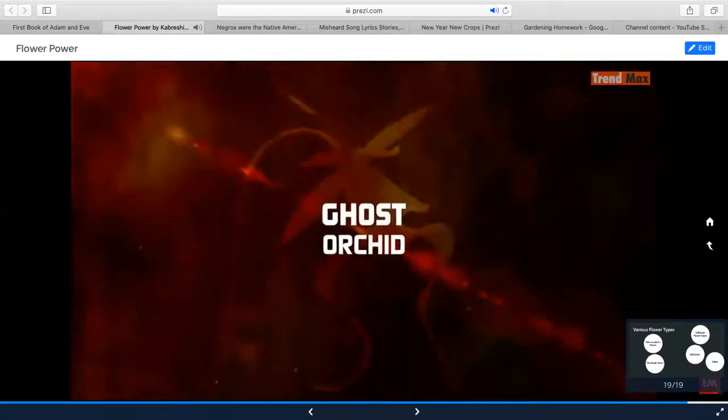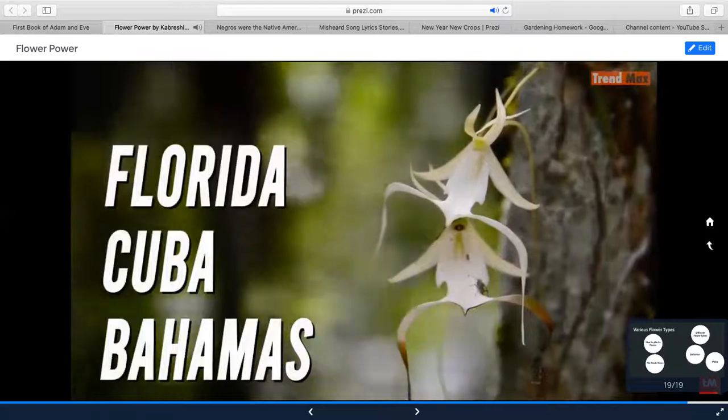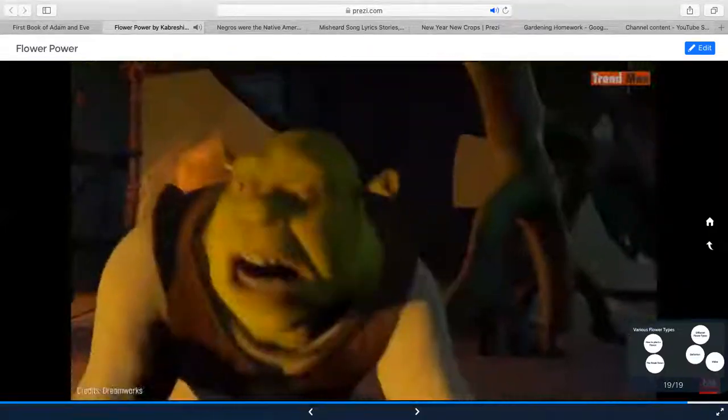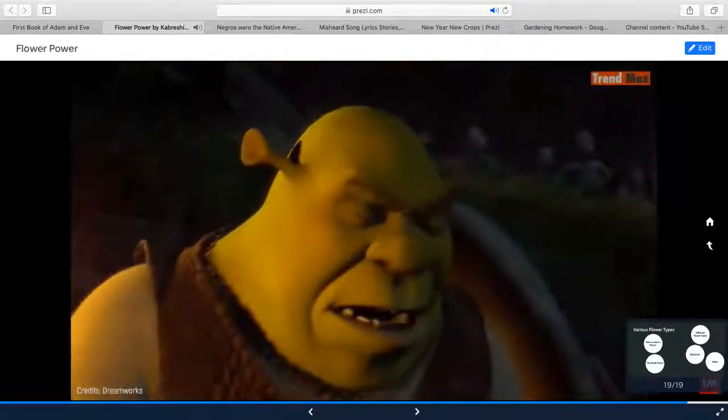Ghost orchid. This unique flower is native to Florida, Cuba, and the Bahamas, and usually appears mainly in moist forests and swampy areas. What are you doing in my swamp? That's where they live, ogre.